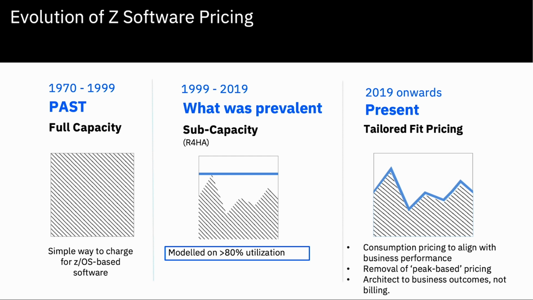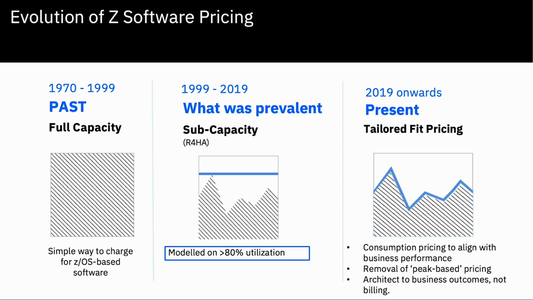So to help explain why we really believe that something new was required, let me show you how pricing evolved on the platform. For the first 30 years or so, we sold IBM Z software at the full capacity of the machine. And then, in the late 90s, we introduced the notion of subcapacity pricing, meaning that we're not charging software to the full capacity of the machine anymore, but rather to the peaks reached month by month. And that was built on the so-called rolling 4-hour average methodology.